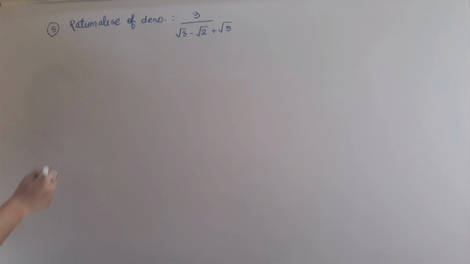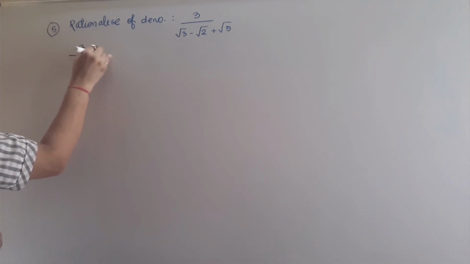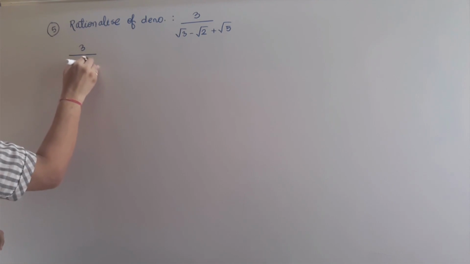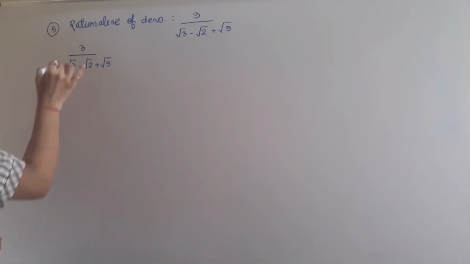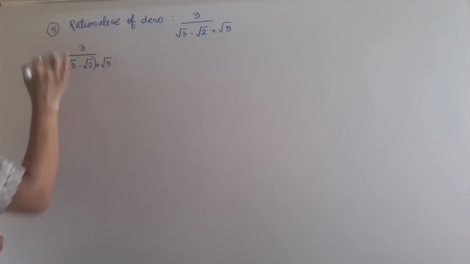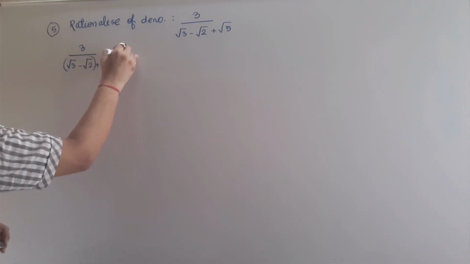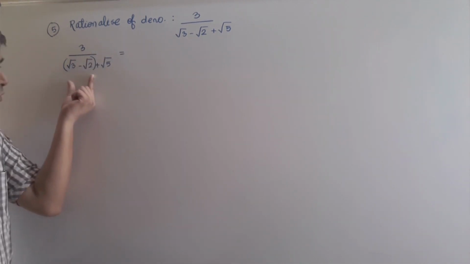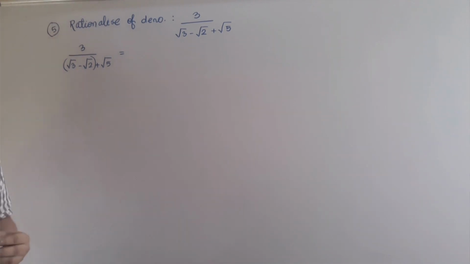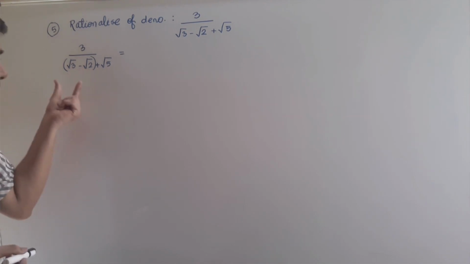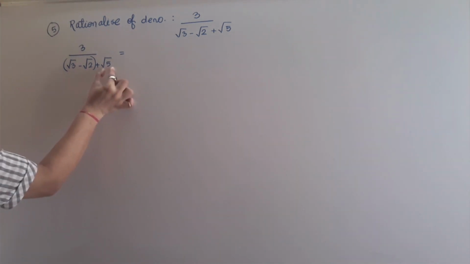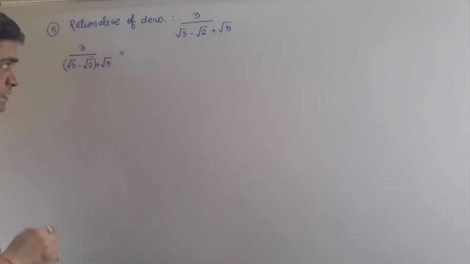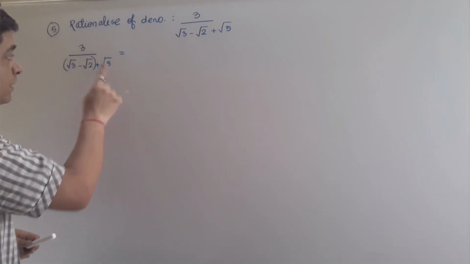First of all, consider the given question, 3 upon under root of 3 minus under root of 2 plus under root of 5. What I will do here is put a bracket around root of 3 minus root of 2, supposing it as a single term. Remember, root of 3 minus root of 2 is my one term and root of 5 is my other term. The sign between the two terms is plus, so I will take it minus while rationalizing.